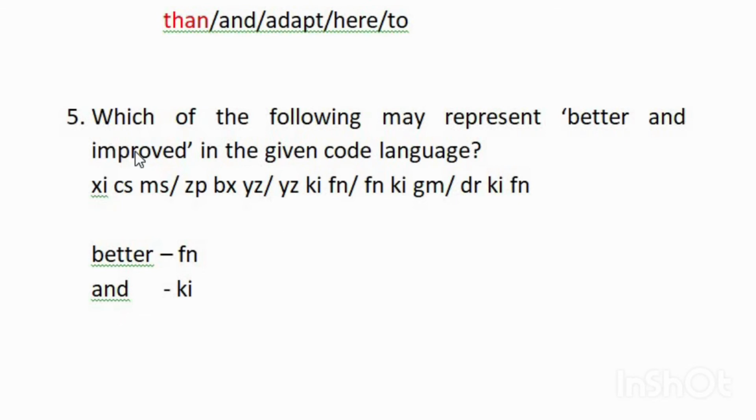Next we have to find the code for improved. Suppose these were the 5 options given, and those options should contain the codes FN and KI, right? Because they are the codes for better and. So which are the options containing FN and KI? Third, fourth and fifth. So either the answer is in the third option or in the fourth option or in the fifth option. So which is the code for improved? Is it YZ or GM or DR? Let's have a look.